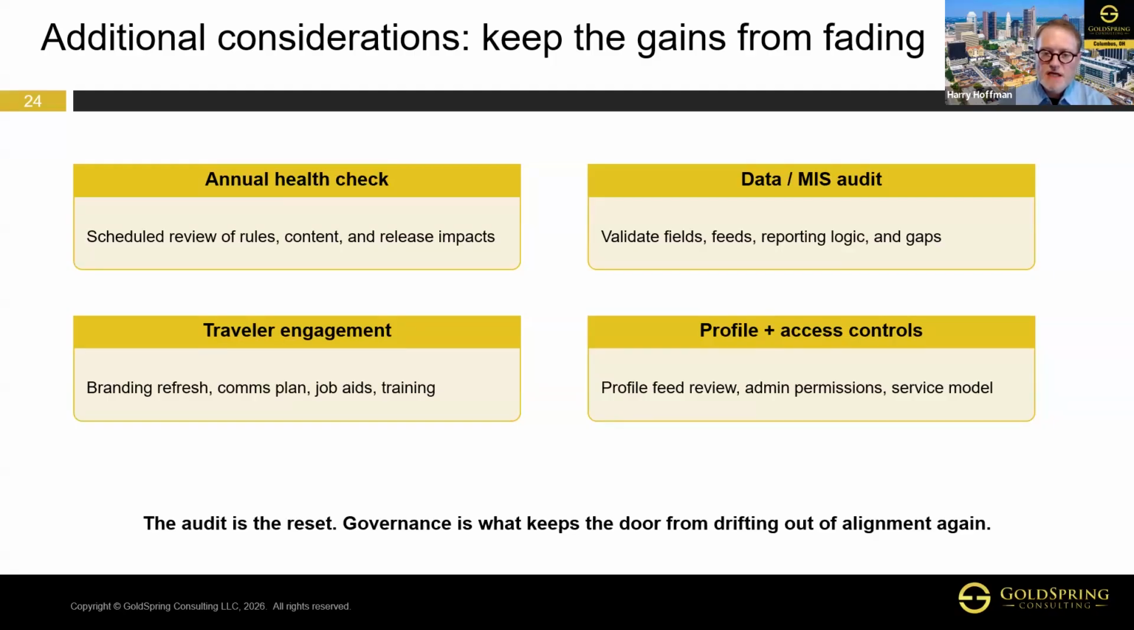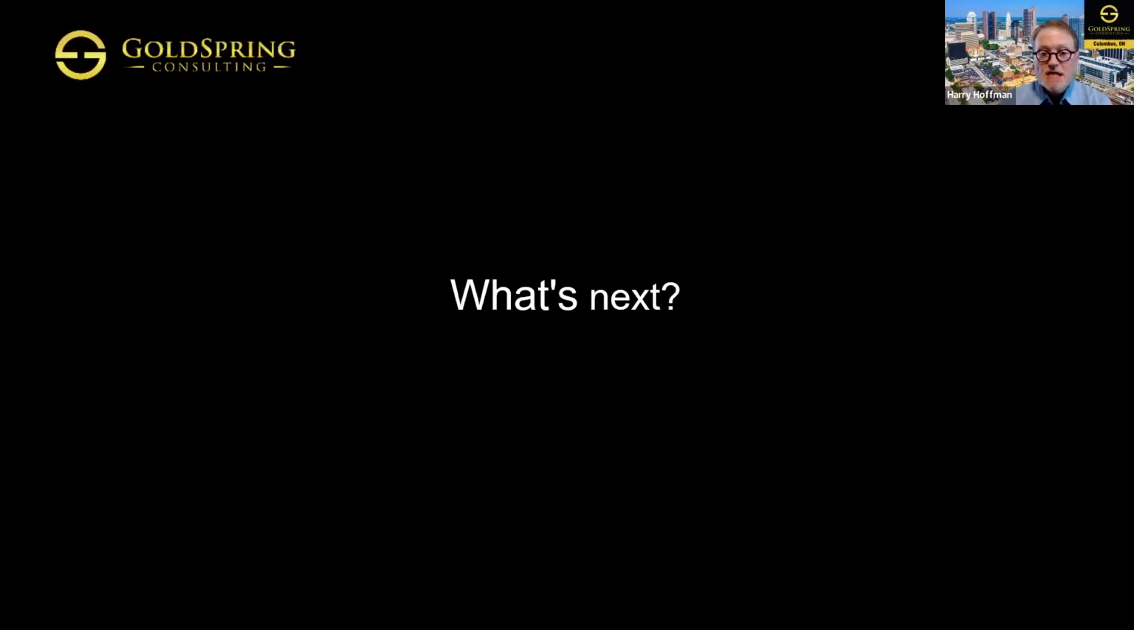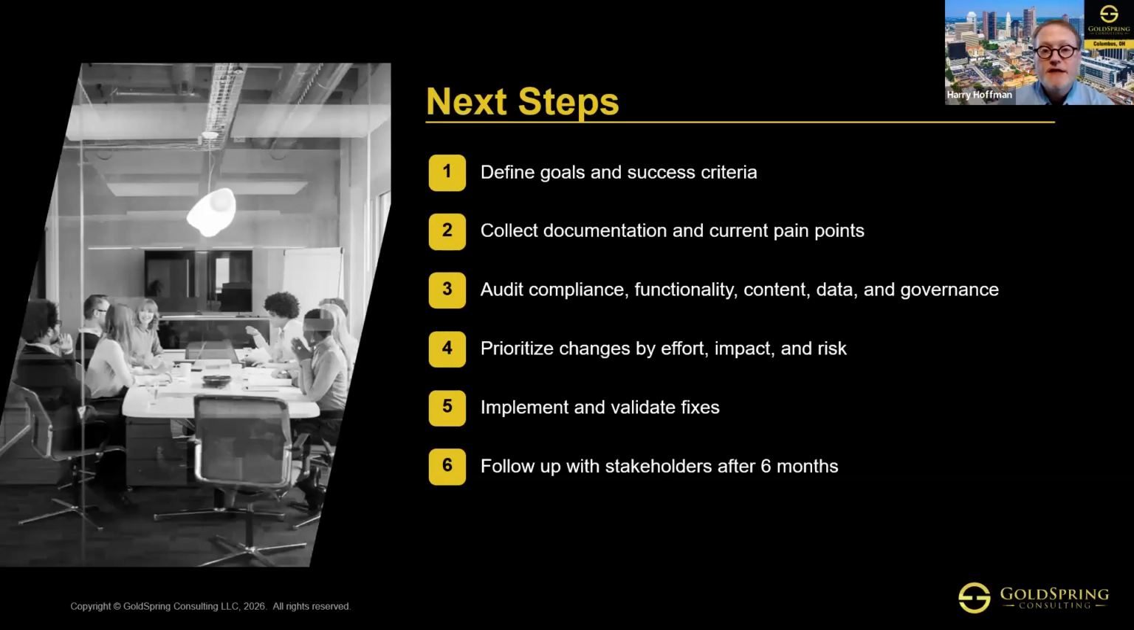So making sure that you have your profile feed right and tight, as well as your control apps. And then, the audit is really a reset, and the governance is really what keeps the OBT from drifting out of alignment. What's next? So you may be asking yourself, okay, we're considering an audit. So what do we do next to make sure that we're preparing for that and getting our ducks in a row and quacking to move forward with an audit?